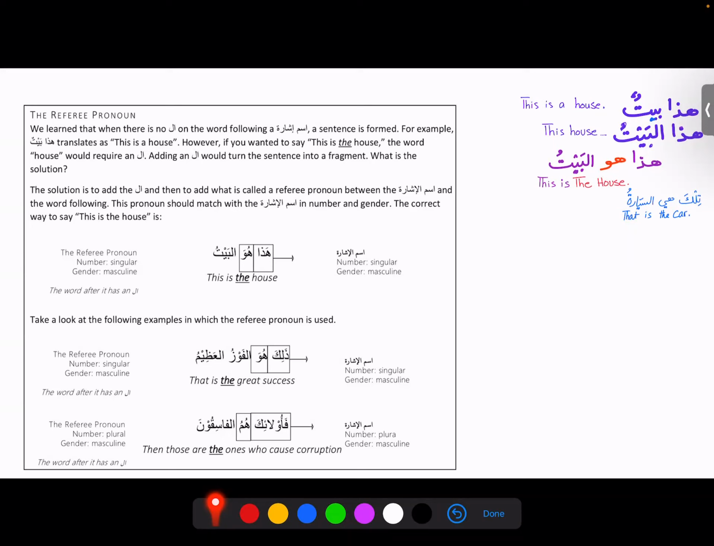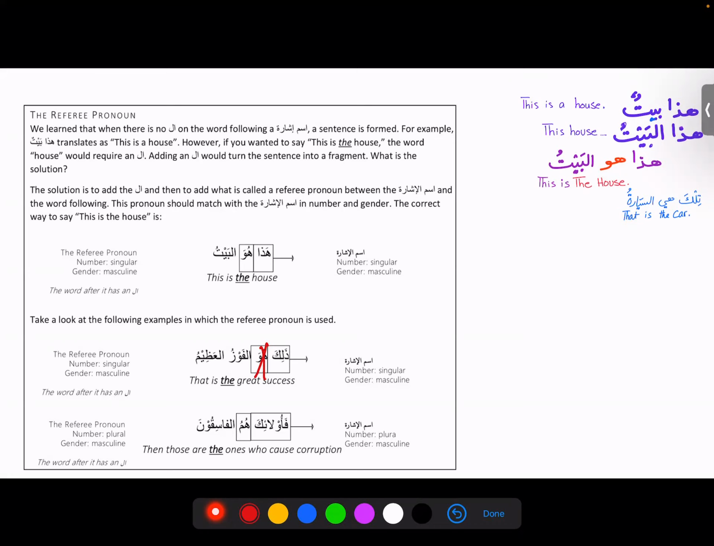Okay, so we will see more examples inshallah that will help you guys. So we saw this example, zalika huwal fawzul azim, in the Quran Pak it is used. So if I say zalikal fawzul azim, let's say there is no huwa in it. How are we going to translate zalikal fawzul azim? That great success. After zalika, there is al, right? That means this is a fragment. Yes, fragment.